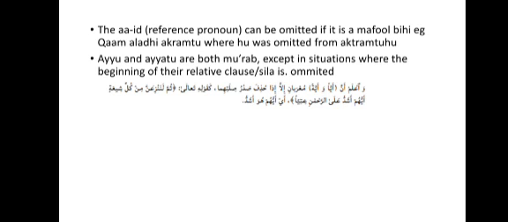The words ayyu and ayyatun, we said they are mawsul, but they are actually both mu'rab, except in situations where the beginning of their relative clause, their sila, is omitted. When we say they are mu'rab, that means their vowels can change, they won't be mabni. Their last vowel signs could change depending on the word governance. However, some say and some read it mabni when ayyun or ayyatun is mudaf and the beginning of the sila is omitted, so it's not present in the words.